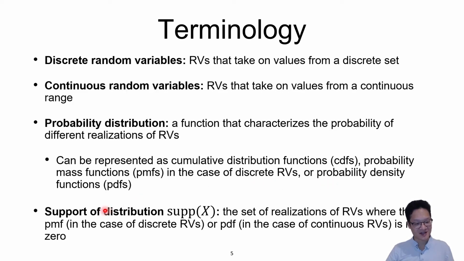And for continuous variables, we use the probability density function. And lastly, on this slide, the support of a distribution is the set of realizations of the random variable where the probability is non-zero. So for discrete random variables, that would be where the PMF is non-zero. And in the case of continuous random variables, the support is where the PDF is non-zero. So hopefully you have seen most of these terms. If not, please go back and review.